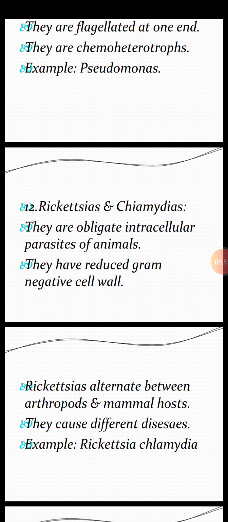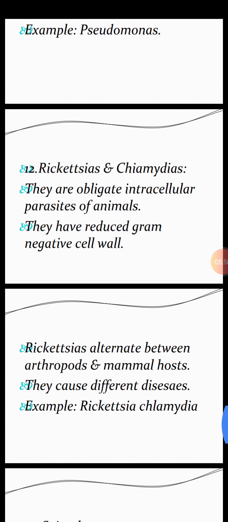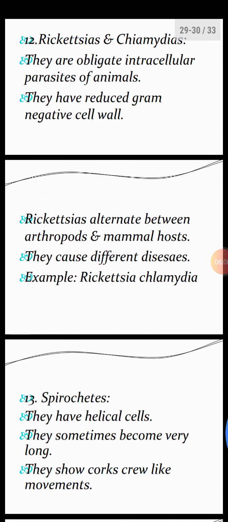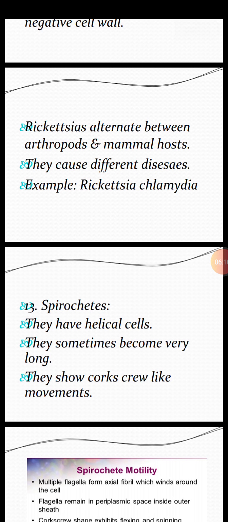Next are Rickettsias and Chlamydias. They are obligate intracellular parasites of animals. Intracellular means that they live inside cells. They have a reduced gram-negative cell wall. Rickettsias alternate between arthropod and mammal hosts, that is, these two are their hosts. They cause different kinds of diseases. Examples are Rickettsia and Chlamydia.